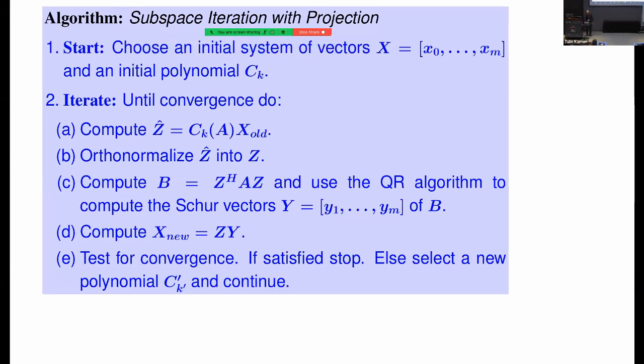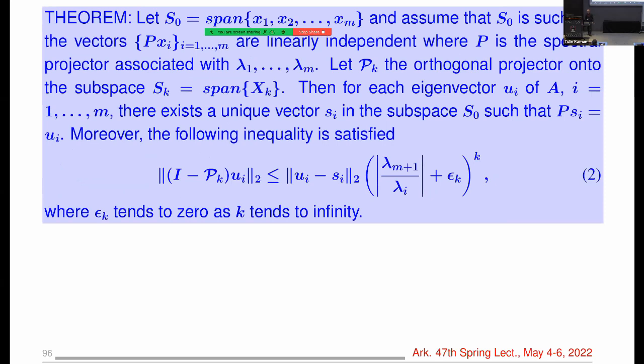Now, there are some theoretical results that show the convergence. If you recall, the convergence result for the power method is simply lambda 2 divided by lambda 1 to the power k, after k steps, where the lambda i's are now labeled decreasingly according to their moduli.